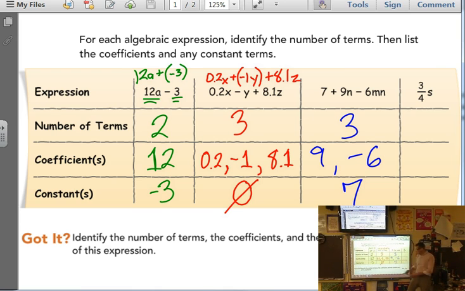And then here, class, how many terms? 1. What's the coefficient? 3/4. What's the constant? Nothing.